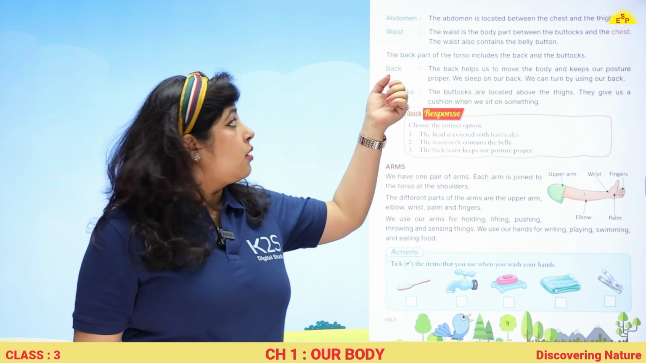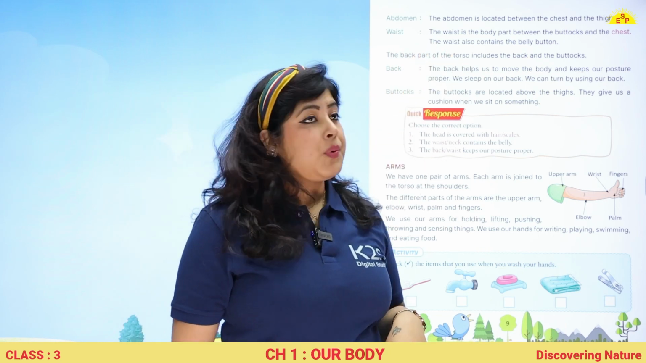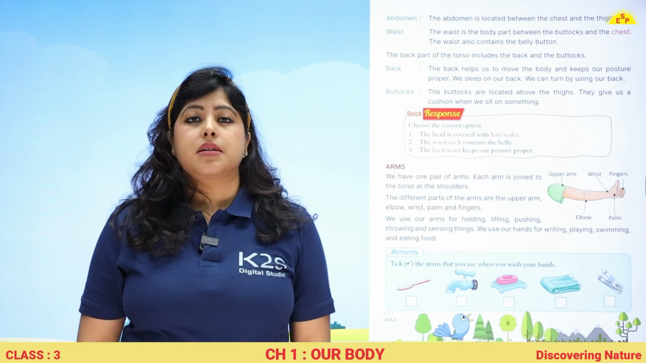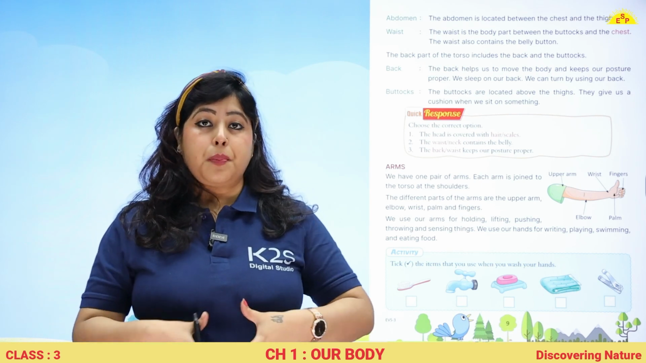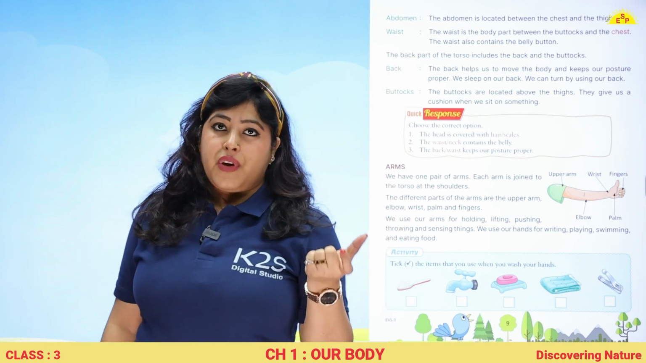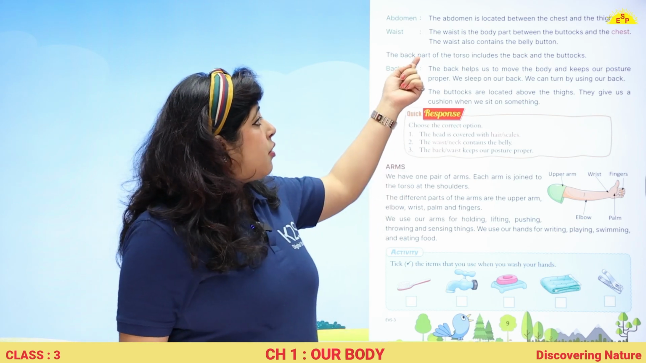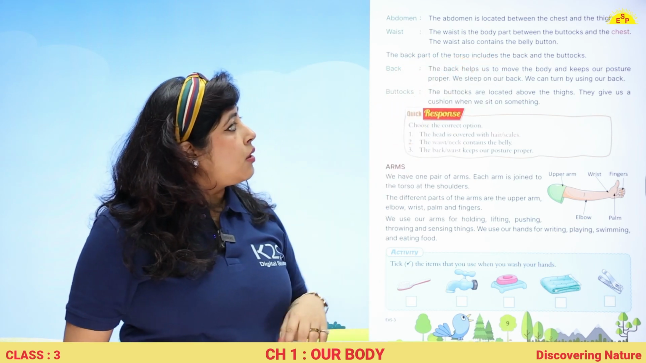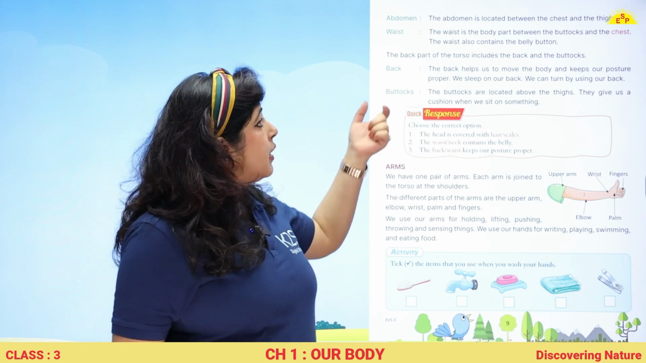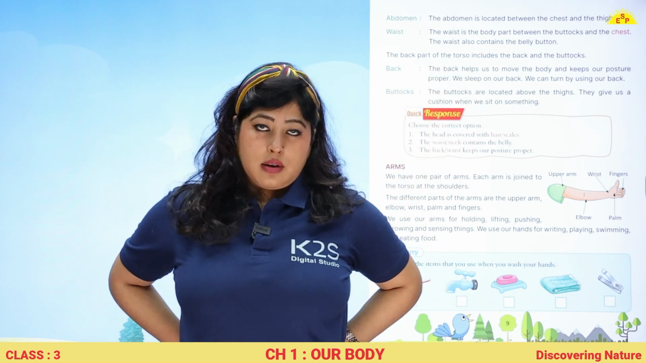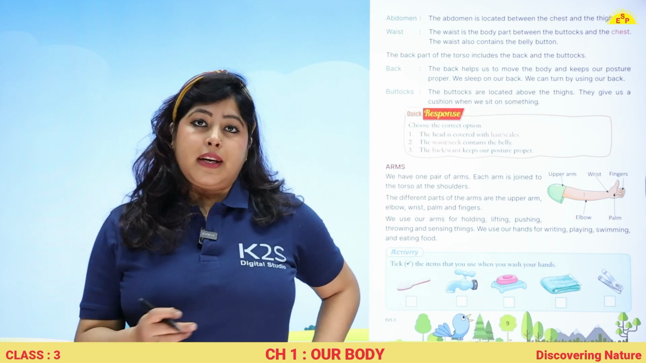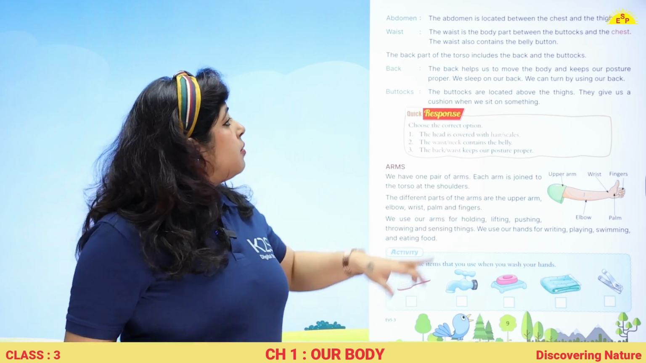Then is your abdomen. The abdomen is located between the chest and the thighs. तो जो हमारी chest और जो legs जहाँ पे हमारा start होता है thighs area, उन दोनों के जो बीच का portion होता है, that is your abdomen. Then is your waist. Waist मतलब हमारी कमर. The waist is the body part between the buttocks and the chest. ठीक है, हमारे hip और chest के जो बीच का portion होता है, that is your waist. That is your कमर. Okay. The waist also contains the belly button, the center of your belly, that is your belly button.